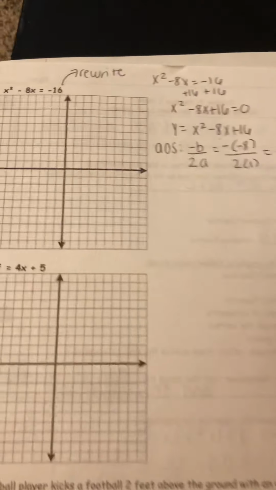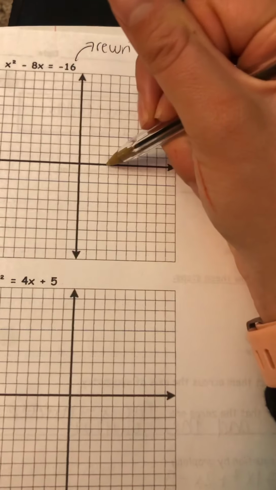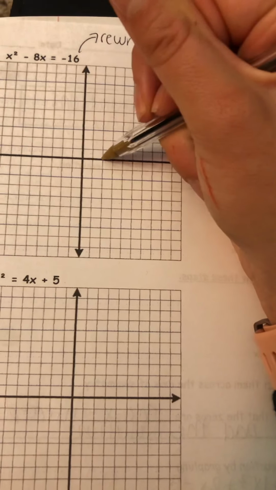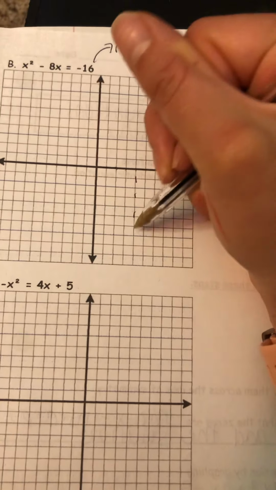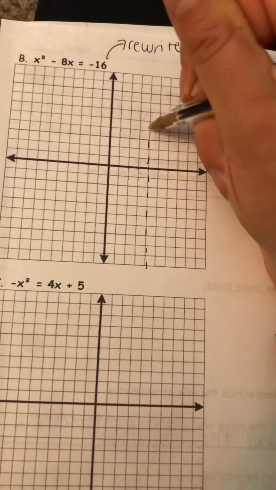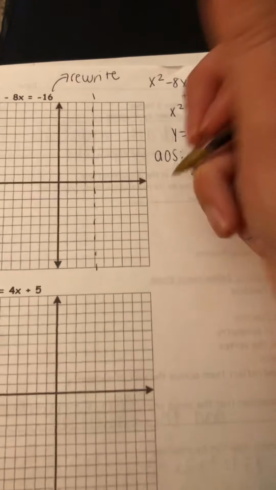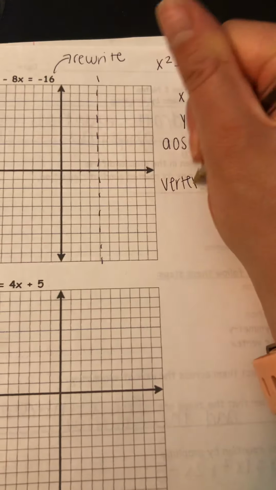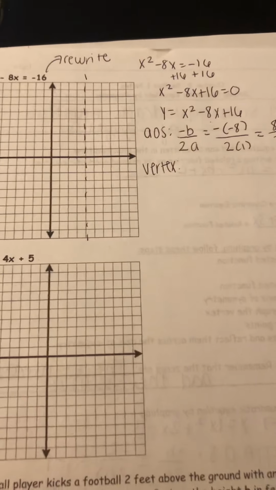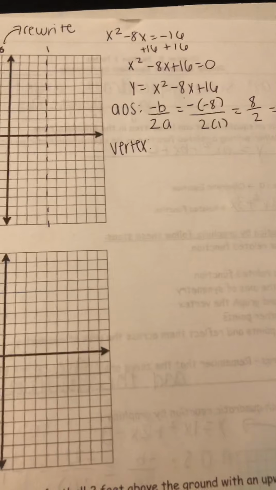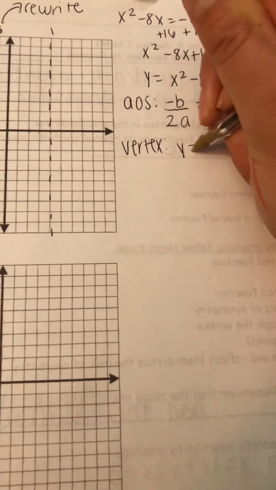And then I'm going to go ahead and draw this. 1, 2, 3, 4. Okay, and now I need to use that point to find my vertex. So I'm plugging this into x.